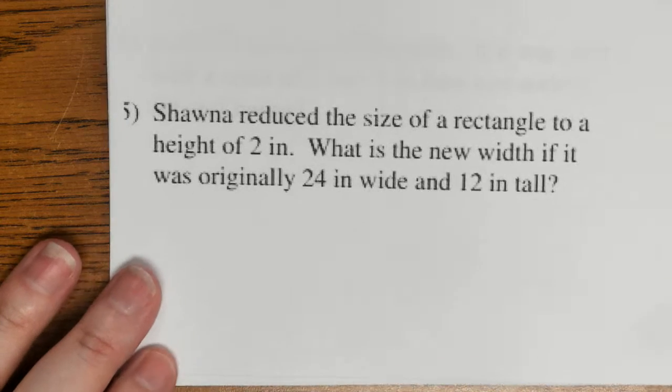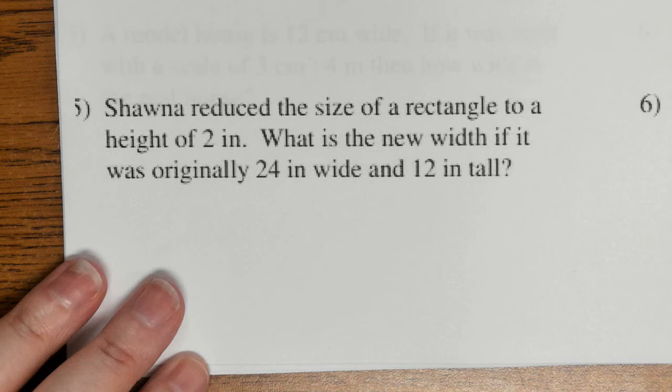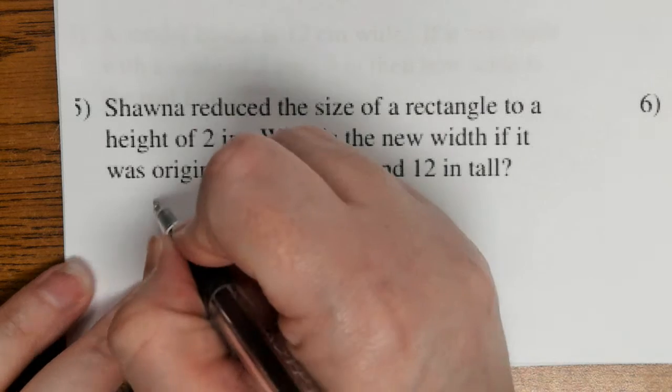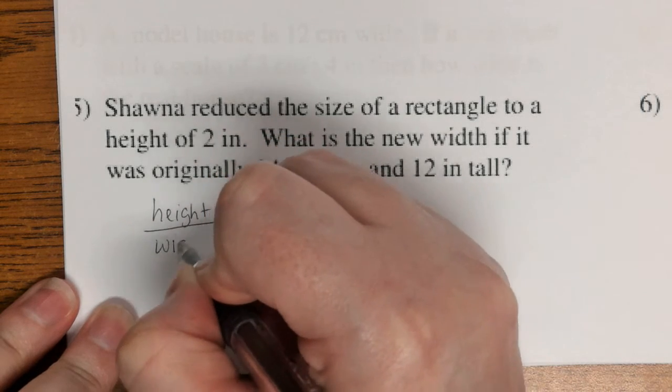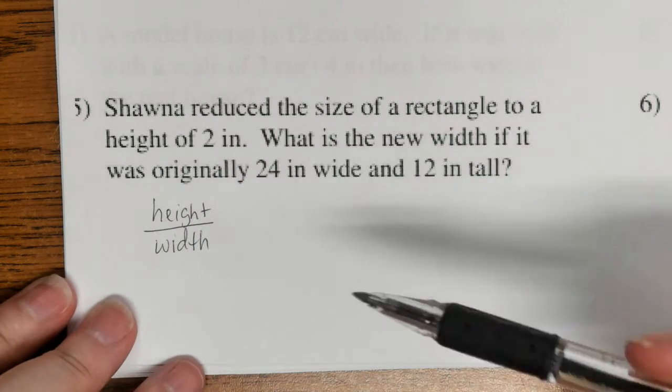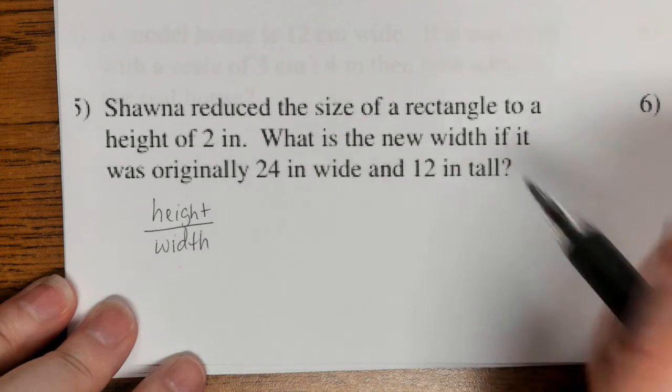Let's see. I'm going to do 5. Shauna reduced the size of a rectangle to a height of 2 inches. What is the new width if it was originally 24 inches wide and 12 inches tall? So what we have is height and width. It doesn't really matter, again, which one you put on top. I just did it in the order that they brought it up. But you want to stick to it.